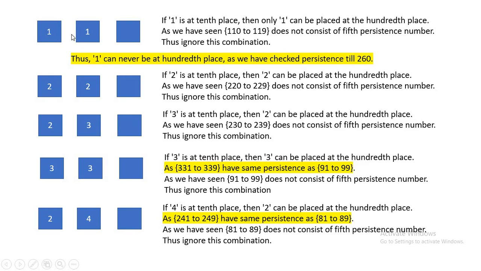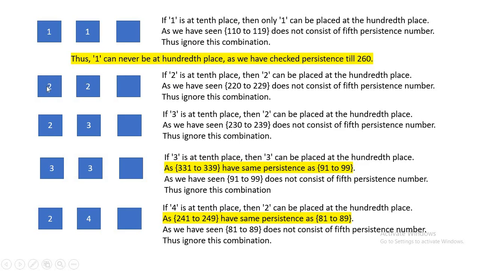In fact, 1 can never come at the 100th place, because we have already checked that in 100 to 199 no fifth persistence number is present. So 1 can never be at the 100th place, as we have checked persistence till 260. So if 2 is at the 10th place, we had kept 1 at the 100th place, but we have ignored this combination. Now keeping 2 at the 10th place, we can't keep 1 at the 100th place. This is clear from here.